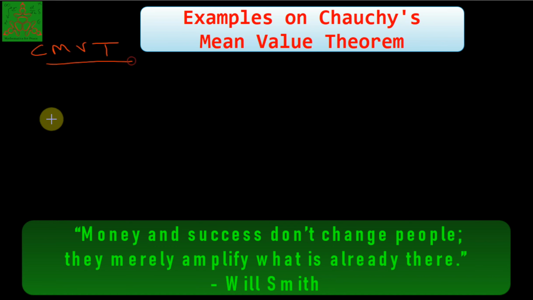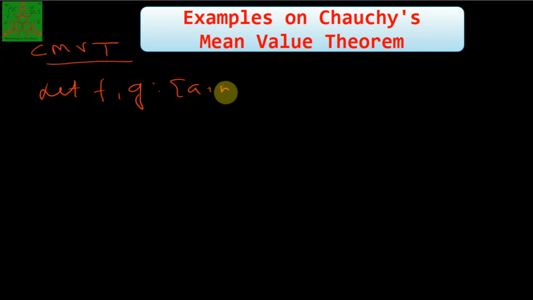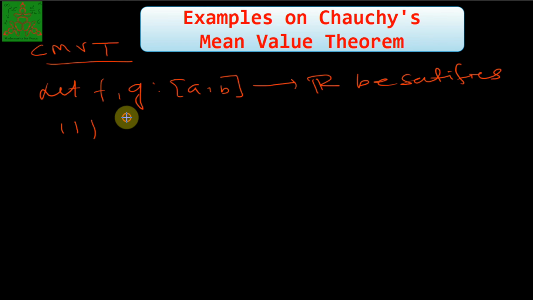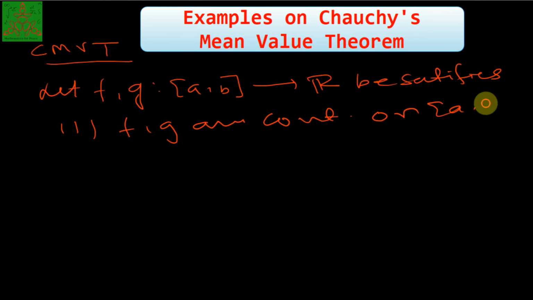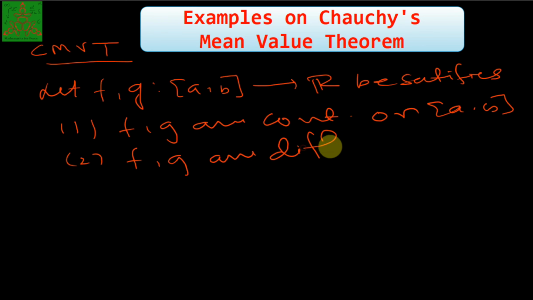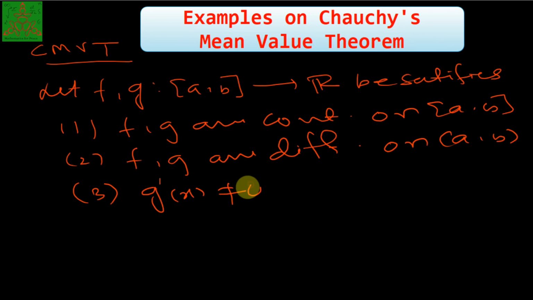In short, it is known as CMVT, which tells you that if f and g are both functions defined on [a, b] to R, satisfying three conditions: the first is that f and g are continuous on the closed interval [a, b]; the second is that they are differentiable on the open interval (a, b); and the third is that the derivative g dash of x is non-zero for every x in the open interval (a, b).